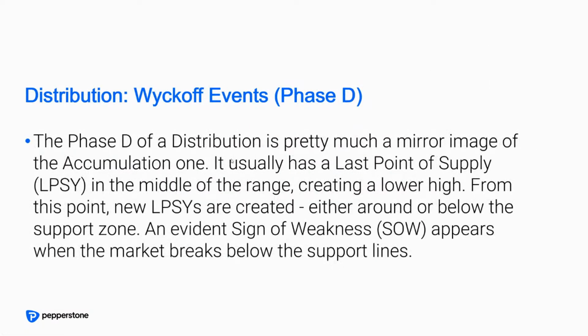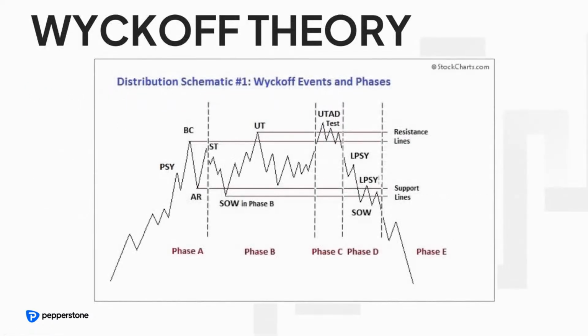Phase D. Phase D of the distribution is pretty much just the mirror image of the accumulation one. Of course, if we look at that, it usually has the last point of supply, the LPSY, in the middle of the range, creating a lower high. Remember, Tyrone and I talk about that all the time. From this point, we then get, of course, the test of the support zone, and that is usually evident by a sign of weakness, or SOW. So let's just go back to this.